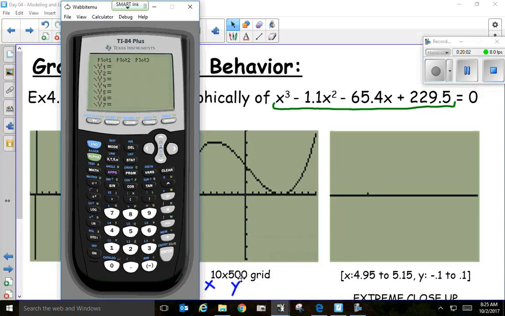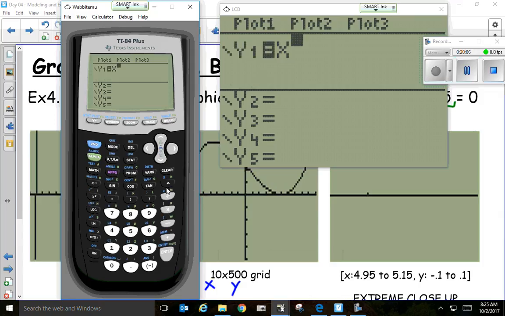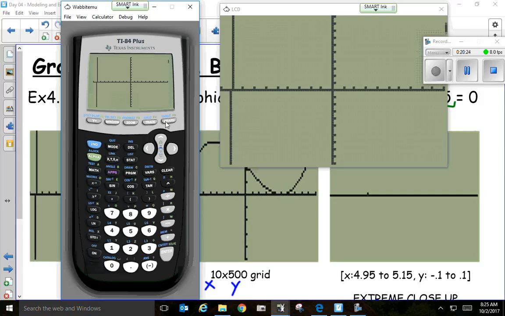Someone read to me the equation. It's x cubed, correct? What's next? Minus 1.1 x squared. What's next? Minus 65.4x. What's next? Plus 229. Now, if I graph this, it's still 10 by 10.